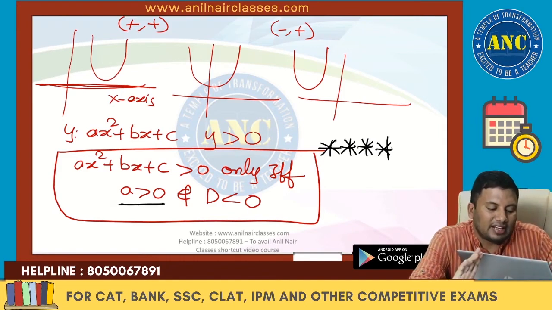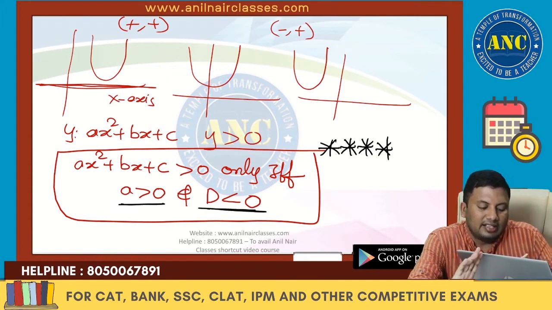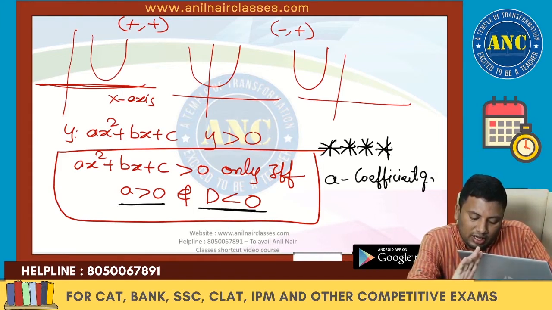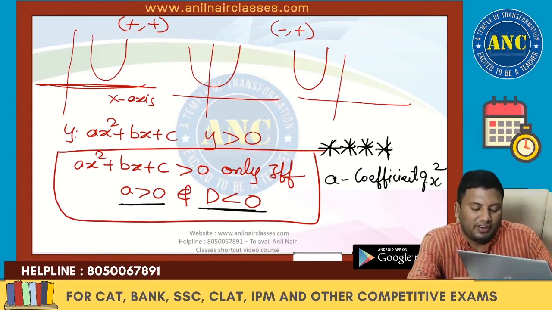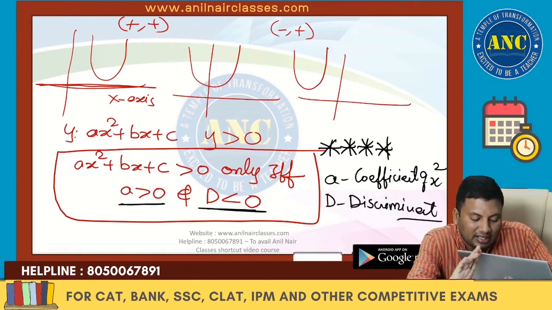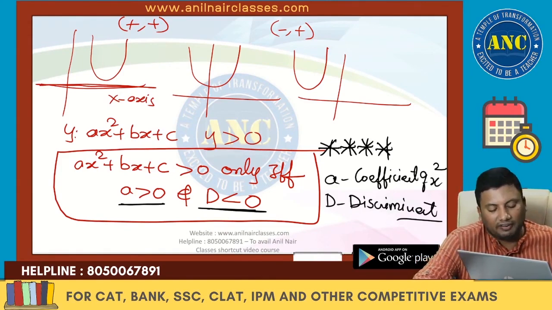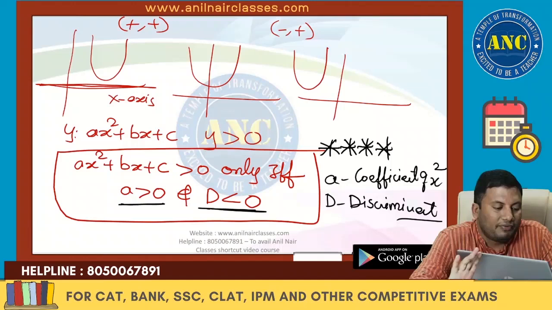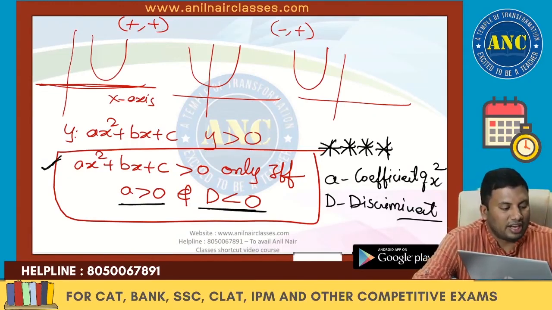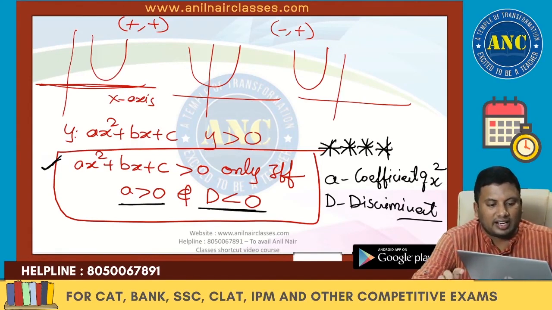If a is greater than 0 and d is less than 0, what is a here? A is nothing but the coefficient of x square. D is nothing but the discriminant. If the discriminant is less than 0 and the coefficient of x square is greater than 0, then the expression is always greater than 0.